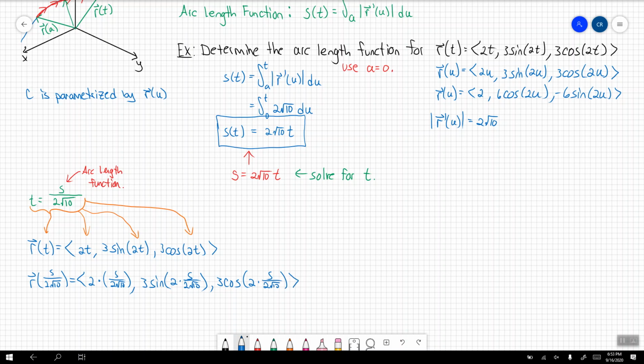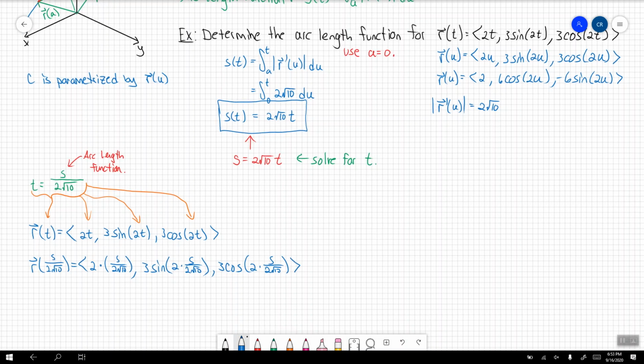So check that out. Now, we can do a whole bunch of simplification here, which is going to be really nice. If we simplify, the first component, in other words, the x component, will now be left with s divided by root 10. Second component, that's 3 multiplied by sine of s over root 10. And then the last component is going to be 3 cosine of s divided by root 10.